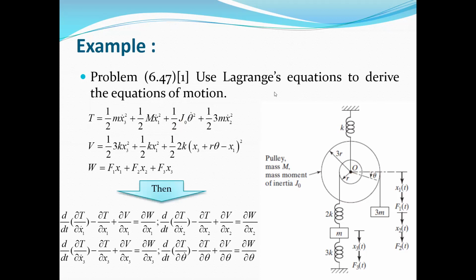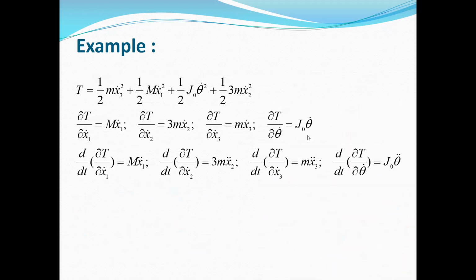So now we need to substitute into the Lagrange equation. We will have 4 equations, as I told you, because this is a system with 4 degrees of freedom. You should calculate the partial of T with respect to x1 dot, and then calculate the Lagrange equation with respect to x2, x3, and finally for theta. So we will have 4 equations by substituting into this Lagrange equation.